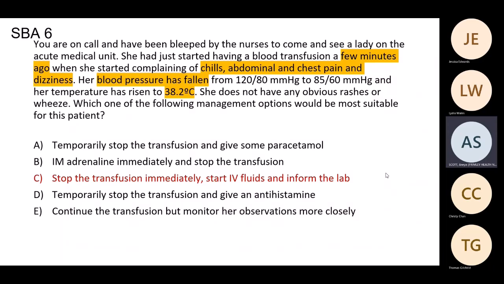But I was getting at ABO incompatibility. So this is when someone's been given the wrong blood group. We'll go through TACO and the others in a bit as well.